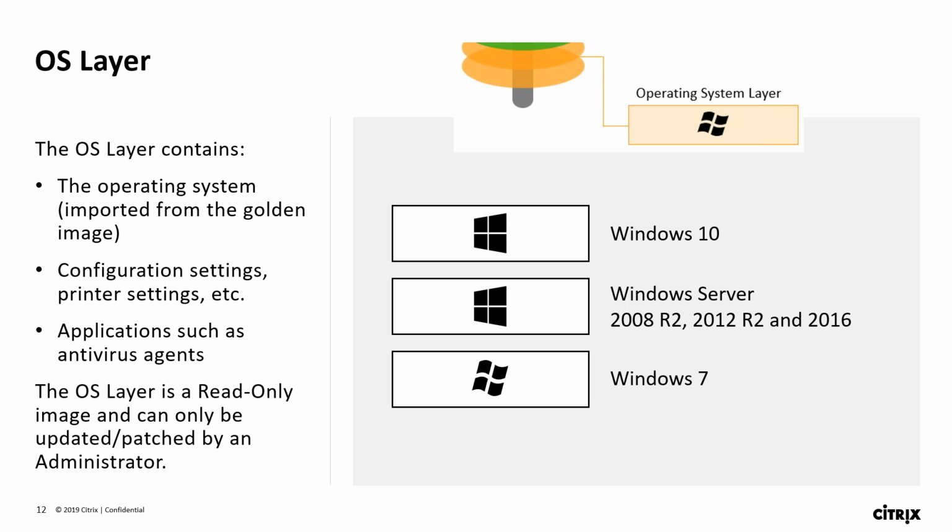Again, the operating system layer is read-only. Once a desktop has an operating system layer assigned to it, you cannot change that. You cannot switch a desktop to a different operating system layer. You need to create a new image to populate a new catalog. Desktops can be updated by creating new versions of the current OS layer and deploying it to the desktops. The desktops need to be restarted before changes can take effect.